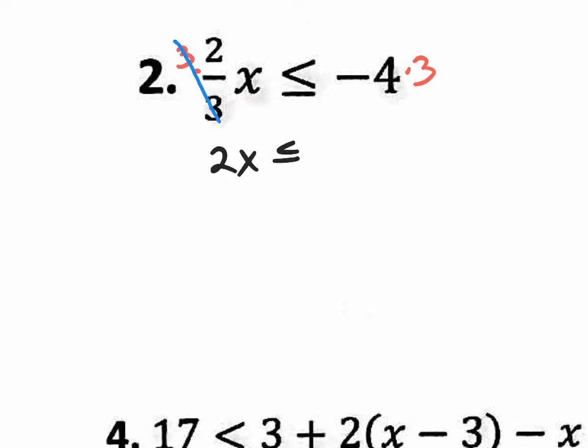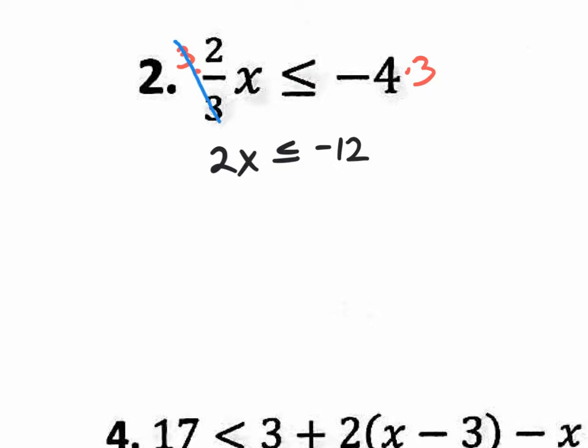I have the inequality that comes down. And negative 4 times 3 is negative 12. Now notice that I multiplied both sides by 3, so the inequality did not change. If that would have been a negative 3 down here, and I multiply by negative 3 and negative 3, then I'd have to flip the inequality symbol. So right here, it's multiplying by 3, not negative 3, so I don't change the inequality symbol.